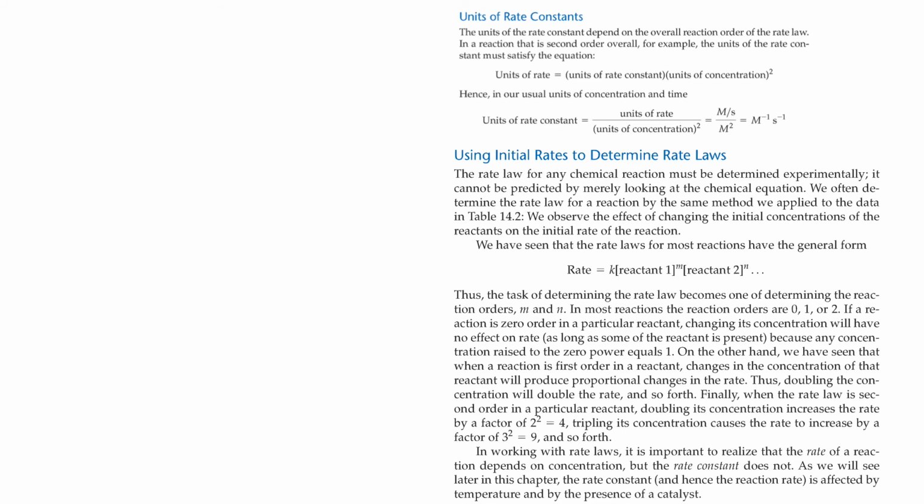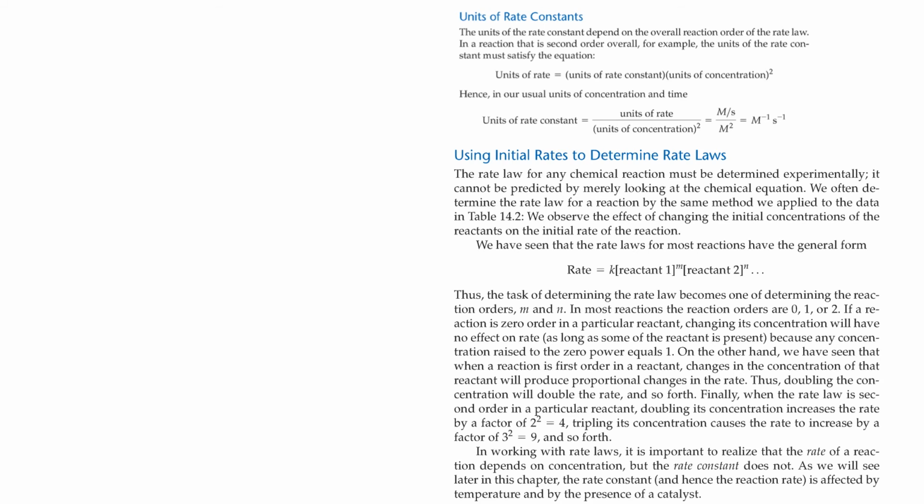Using initial rates to determine rate laws. The rate law for any chemical reaction must be determined experimentally. It cannot be predicted by merely looking at the chemical equation. We often determine the rate law for a reaction by the same method we applied to the data in Table 14.2. We observe the effects of changing the initial concentrations of the reactants on the initial rate of the reaction.